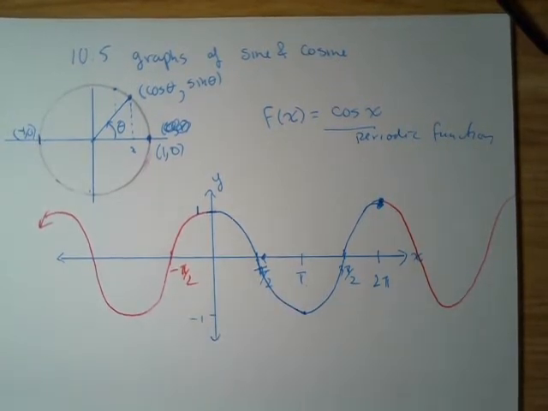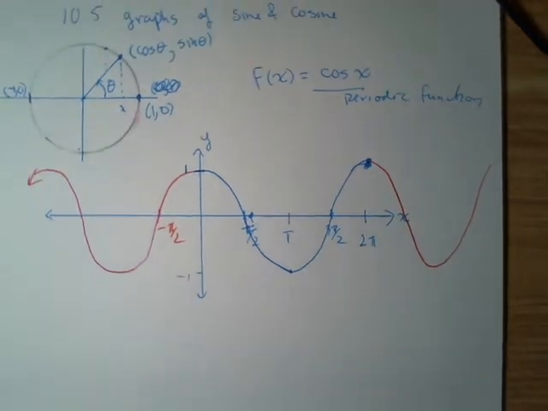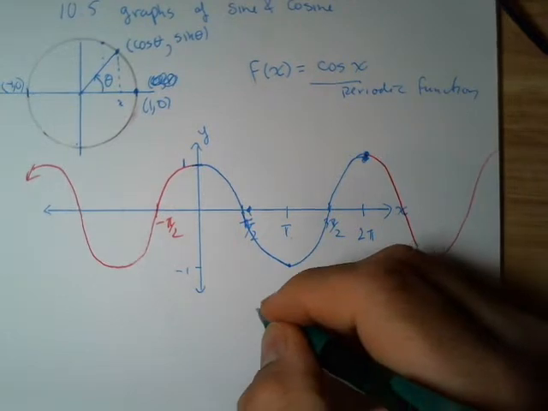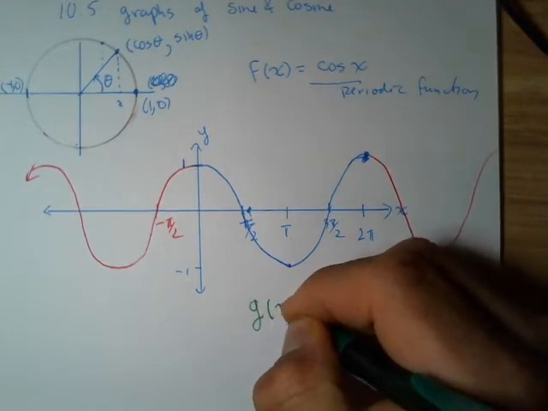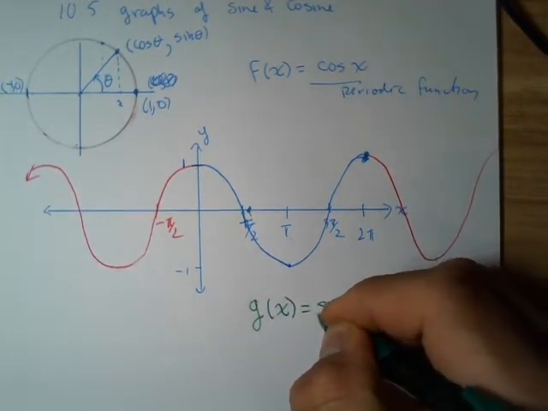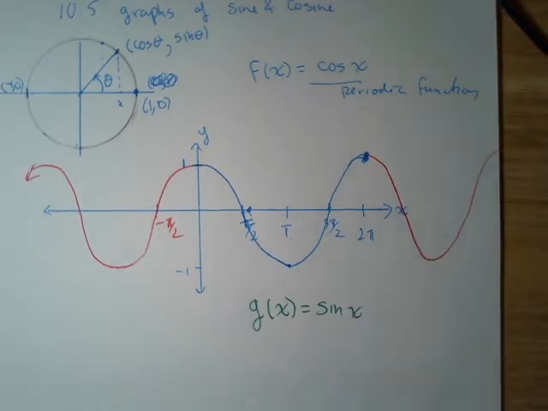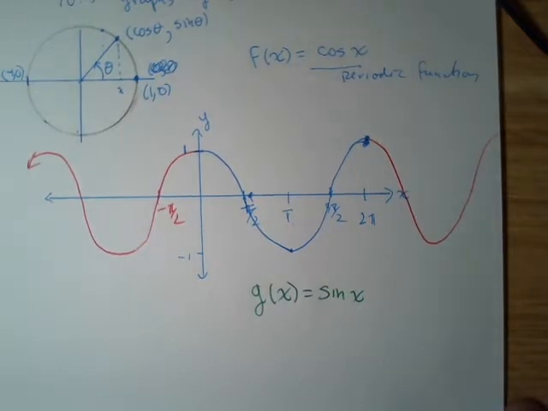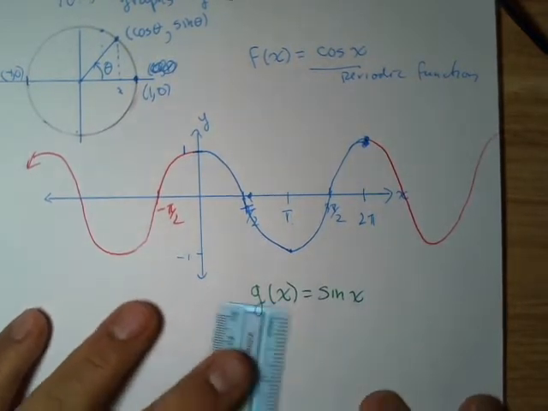Now, in the same form, we can do the same thing for sine. So this is cosine of x. Let's take a look at what the graph of sine of x looks like. Okay, so let's start off, we'll draw our axes again.